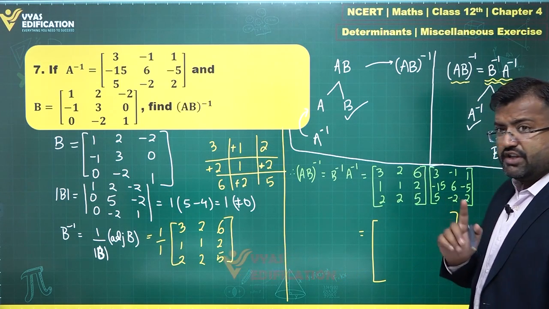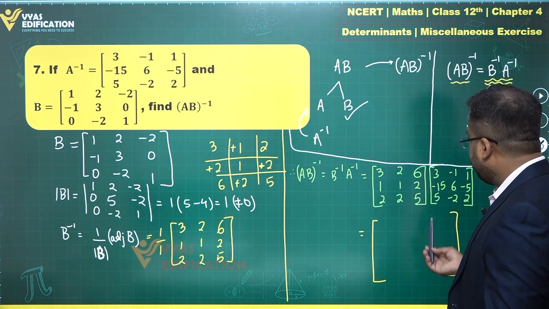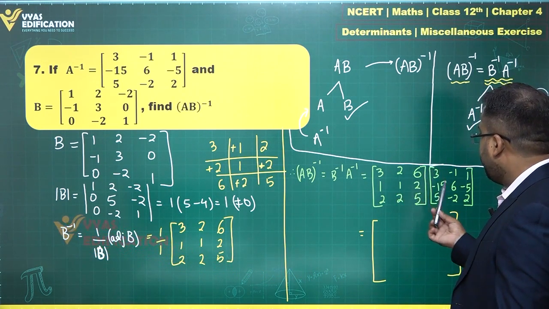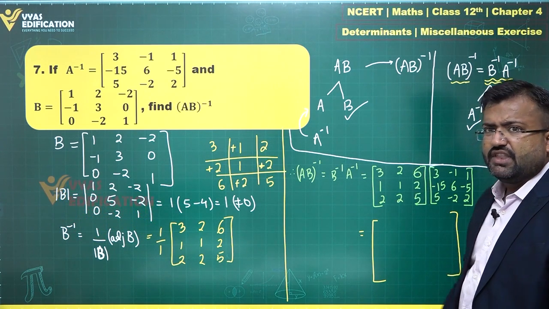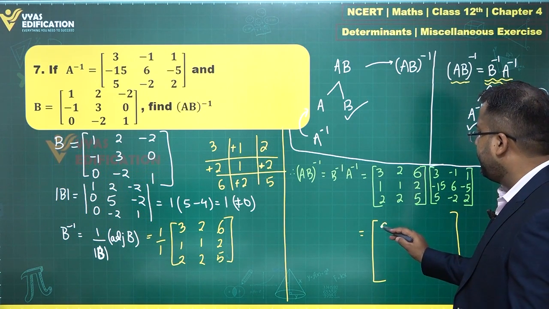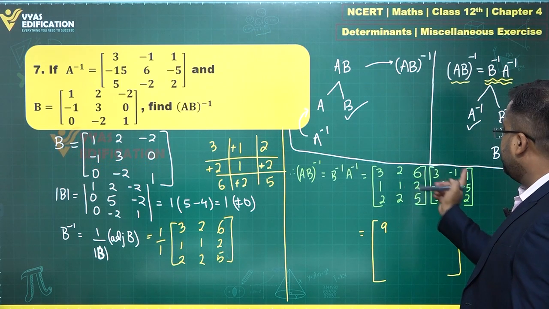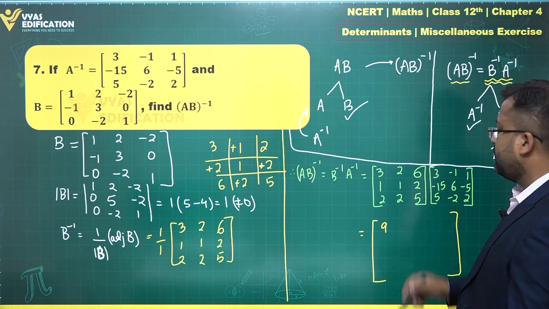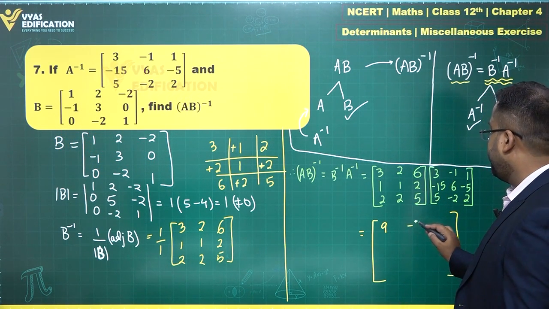What I'll get is, please observe. First row will multiply with the first column: 9 minus 30 plus 30. 9 minus 30 plus 30 will be simply 9. Next, minus 3 plus 12 minus 12, which will be minus 3.